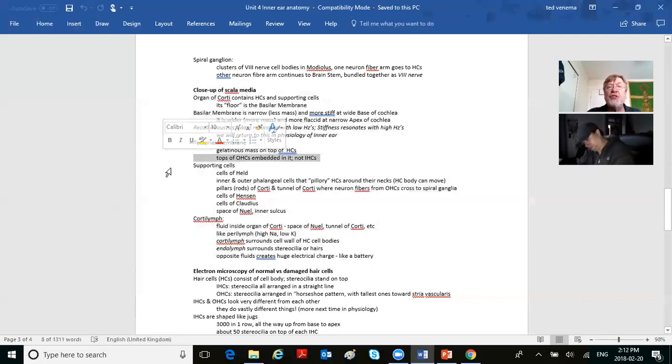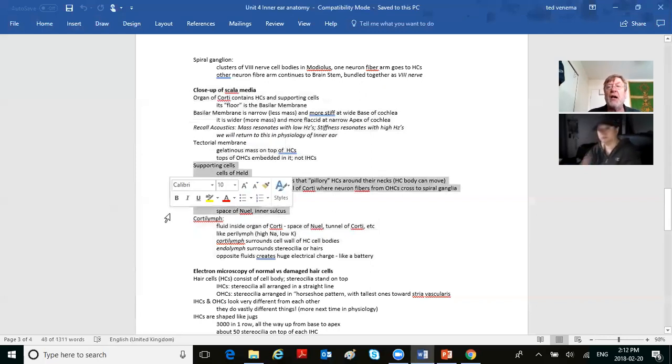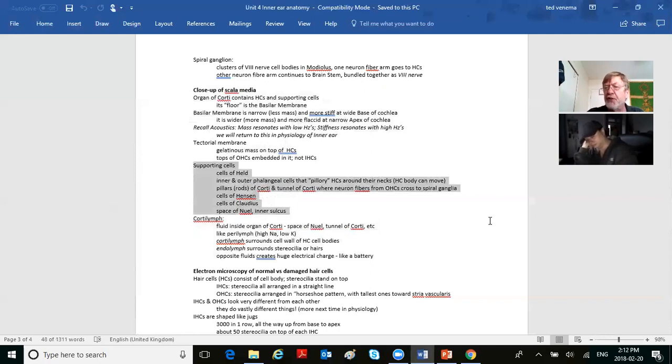Now, here's something you don't need to know. The area I'm highlighting right here. I couldn't care less if people knew about cells of Held, cells of Claudius, cells of Hensen. I really don't care. I just want you to know that inside the organ of Corti there are supporting cells, and the supporting cells hold up the hair cells. But you do need to know cortilymph. There you go, cortilymph, the fluid inside the organ of Corti.